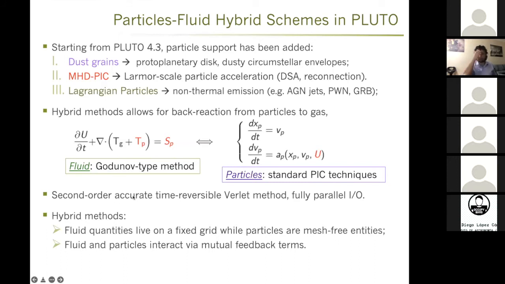Now, at present, the schemes are second order accurate and time reversible, because we use the Verlet method for the particles, and there is full parallel I/O. Now, an important thing to remember: hybrid methods require fluid quantities to live on a grid, while particles are mesh free. They can move, they can be anywhere on a mesh. Okay. Fluid and particles interact via mutual terms, the red ones here.